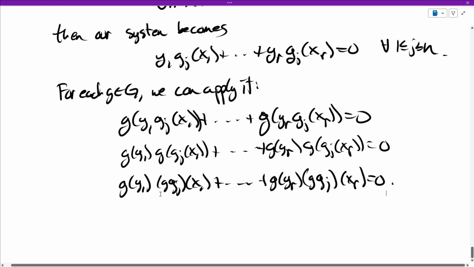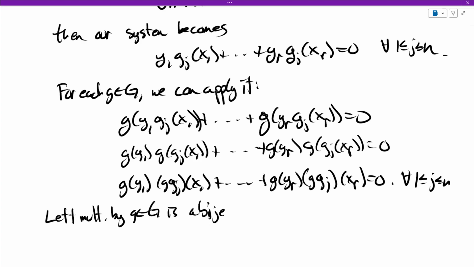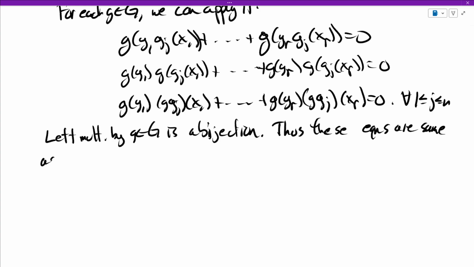All right, great. But left multiplication by g, remember how many equations do we have here? We have n equations, one for each element of G. Left multiplication by g is a bijection. And so as j runs over all the elements of G, g times gj also runs over all the elements of G. So the system that we have here, these equations, are the same as just running over with a single element.